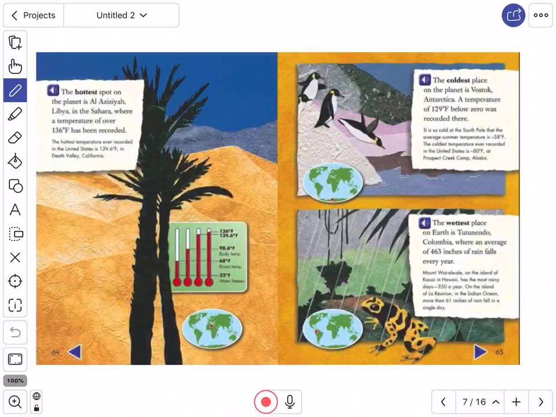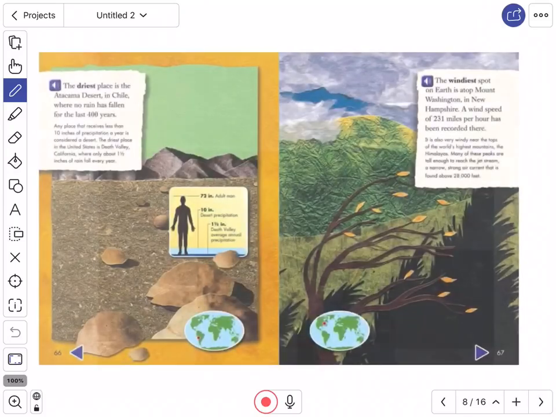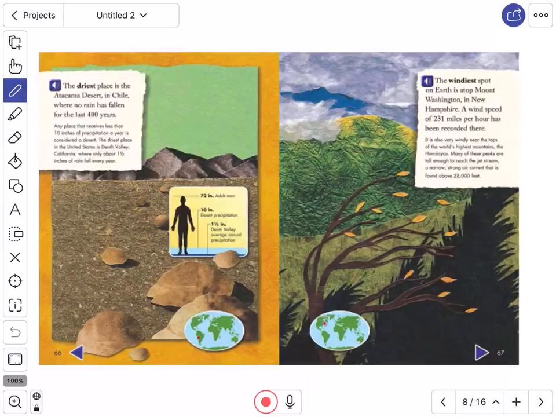And the wettest place on Earth is Tutunendo, Colombia, where an average of 463 inches of rain falls every year. Mount Waialeale, it's hard to see that, on the island of Kauai in Hawaii has the most rainy days at 350 a year. On the island of La Réunion in the Indian Ocean, more than 61 inches of rain fell in a single day.